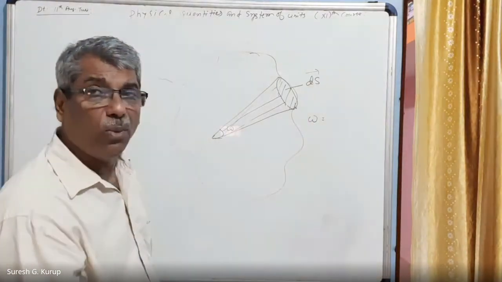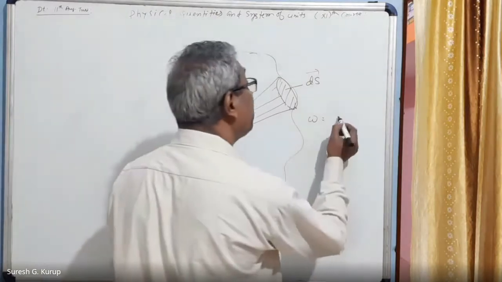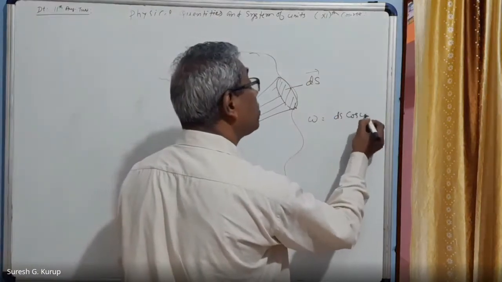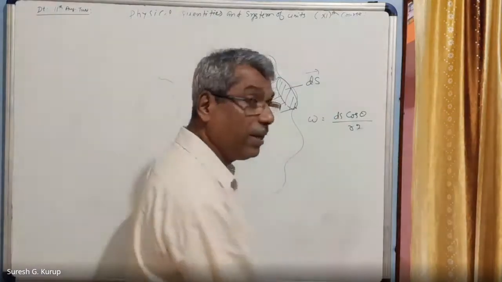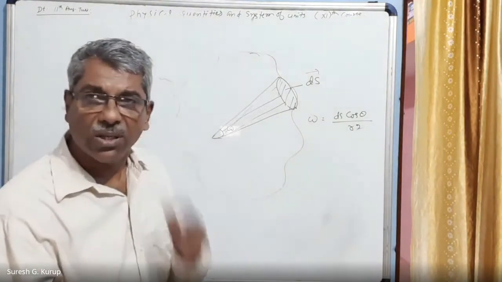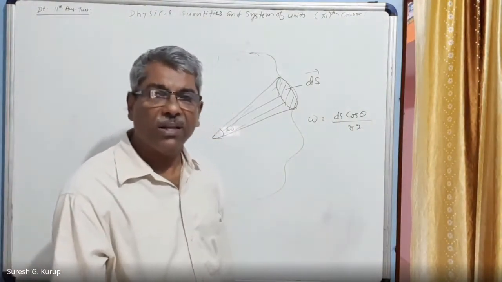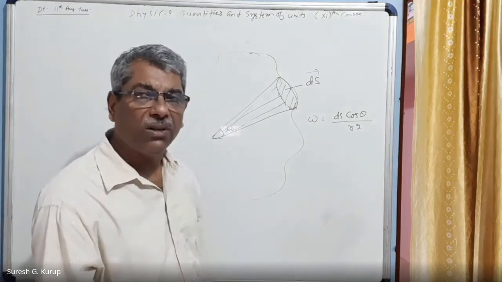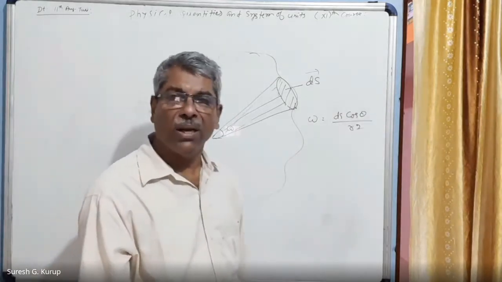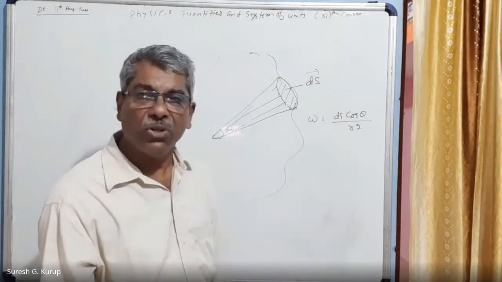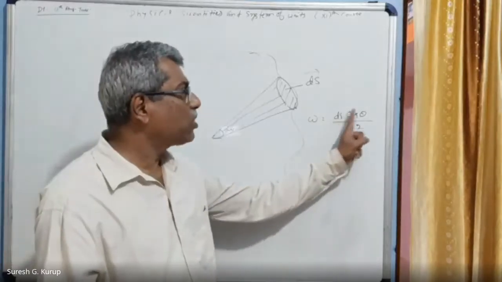General expression for omega is ds cos theta divided by r square. The detailed study of this is not necessary for physics students, right? In mathematics, when the teacher teaches you solid angle and plane angle, he will teach you in detail. Omega is equal to ds cos theta by r square.